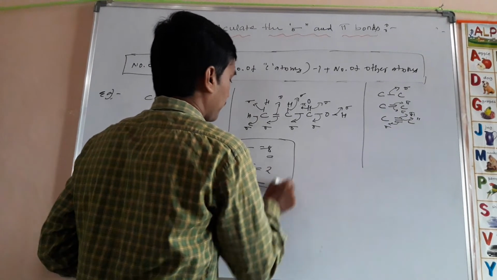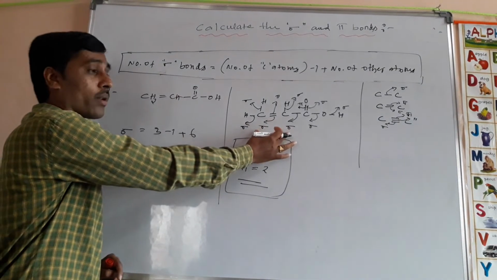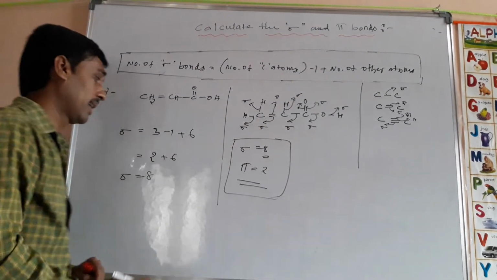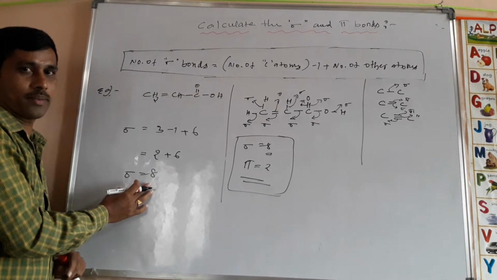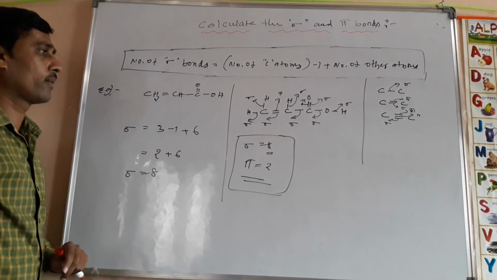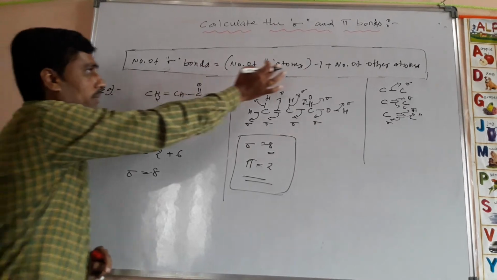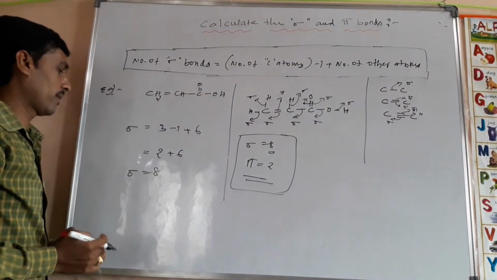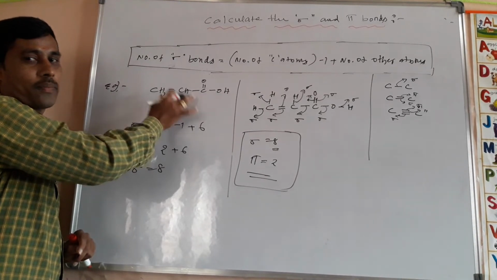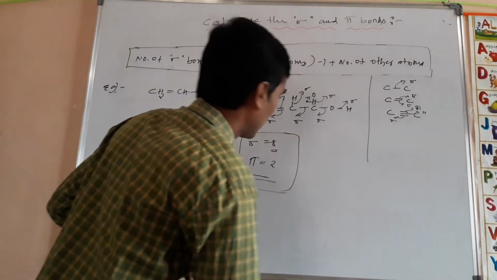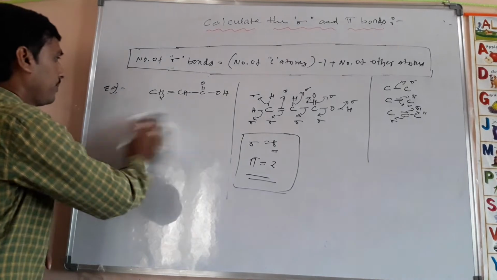Let us see. This method takes more time, but using the formula takes less time. From the examination point of view, using this formula, we can easily find out how many sigma bonds and how many pi bonds are there. This is a simple trick. We are using another example.